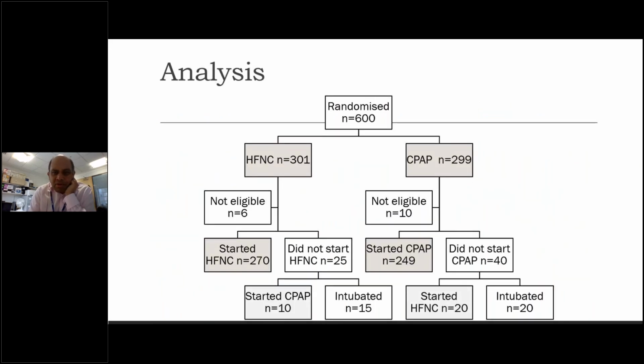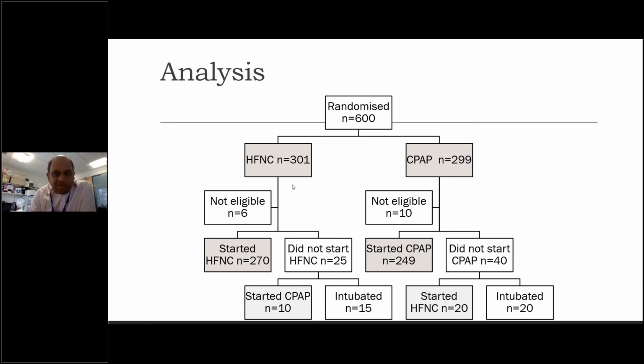I'm probably going to have to skip through this really quickly, and I'm sorry about time. But essentially what I wanted to highlight here is what you probably already know about intention to treat analysis and something else, which is not intention to treat. What I wanted to show you is why people do intention to treat analysis. So here you have patients, and this is a mock-up of the first ABC trial that I'm running. 600 patients were randomized, 300 patients randomized to high flow, 299 to CPAP. This is the randomized allocation.